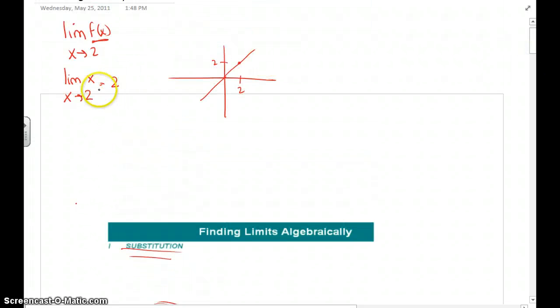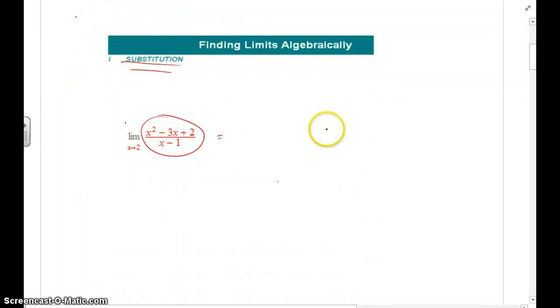So the easiest way, the first thing you should always try is substitution, and that just means plugging it in. So I'm going to take 2 and plug it in everywhere I see x, which is essentially what I did up here anyway. I drew the graph, but I could have just plugged in 2 everywhere I saw x and found the same exact answer. So that's what I'm going to do here, and I'm going to get 4 minus 6 plus 2 over 2 minus 1, which is equal to 0 over 1, which reduces to just 0. And that's okay. There's nothing wrong with the answer 0. That is my answer. If I were to graph this function on my calculator, I would find that when x is approaching 2, y is approaching 0.